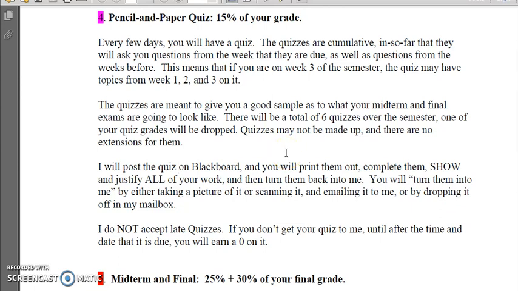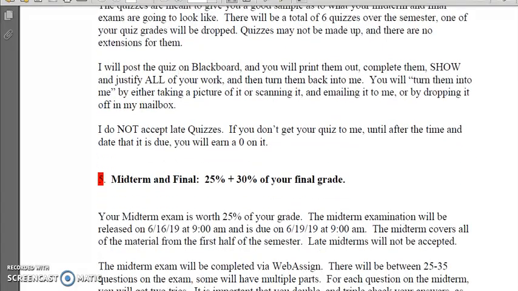You justify all work. If you don't justify your work, you're not going to get any credit for them. You save them as a PDF, or you can take pictures of them, email them back to me at my email address before they're due. And then I'll email you within the next few days, and I'll let you know what your quiz grade looked like. I'll post the answer keys to them as well, and I'll also let you know what you did wrong on your quizzes. I do not accept late quizzes. Again, if you don't get your quiz to me on time, then you earn a 0 on it. So you want to make sure that you stay on top of the quizzes.